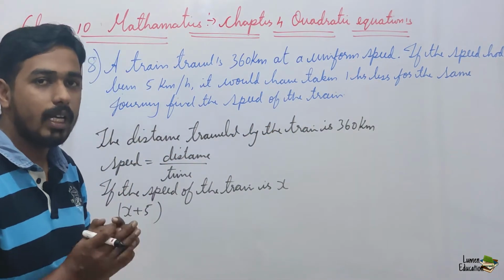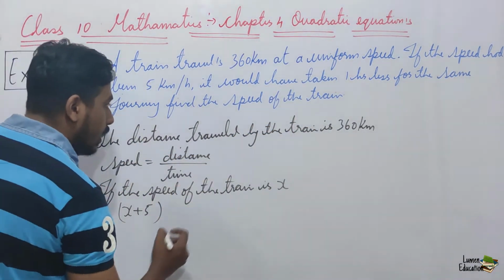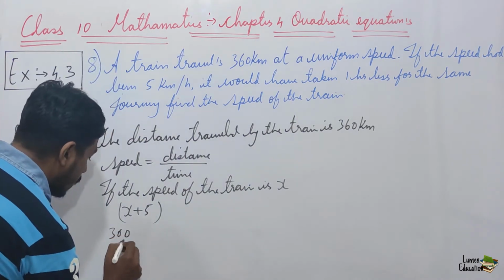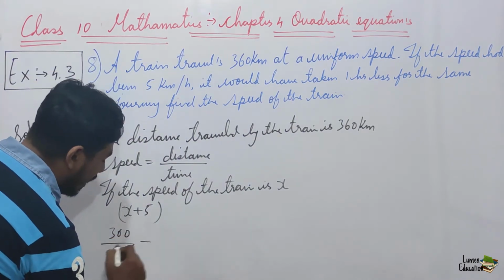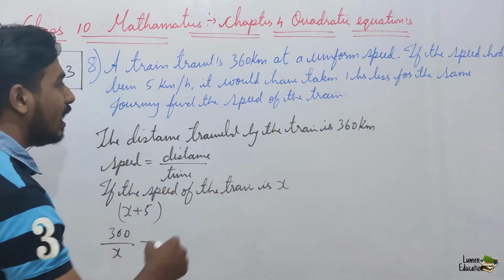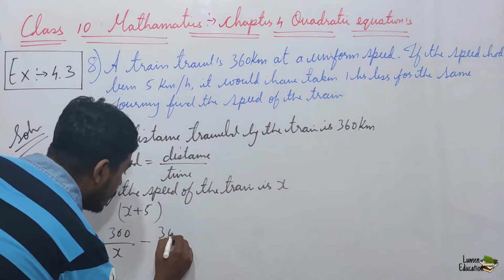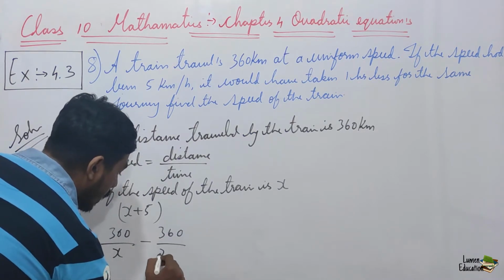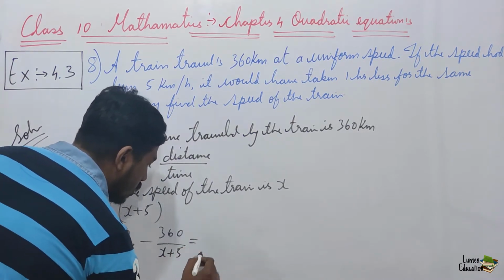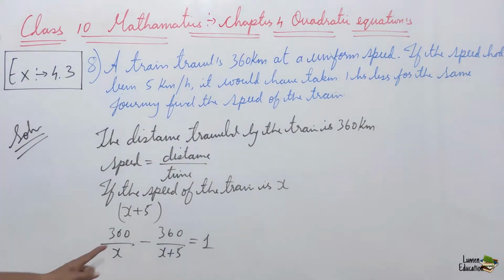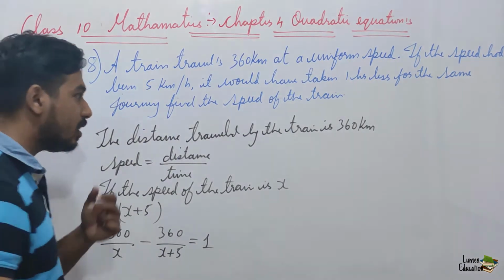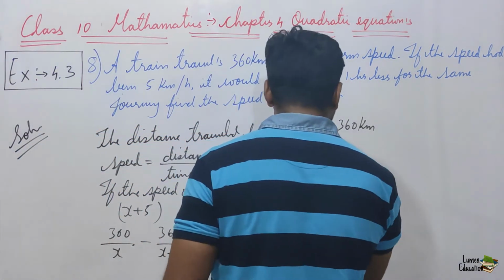So our proper equation will be here 360 divided by x minus, why minus? Because they are telling that 1 hour less, therefore less means minus 360 divided by x plus 5 is equals to 1. So simplifying this equation you will get a quadratic equation. If you solve that you will get your answer.